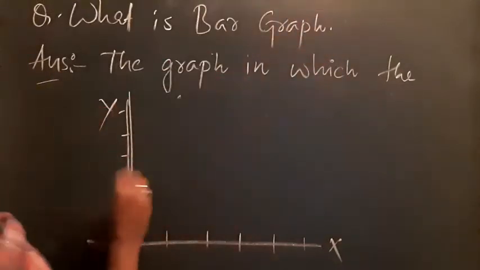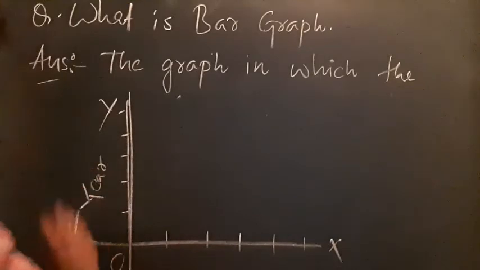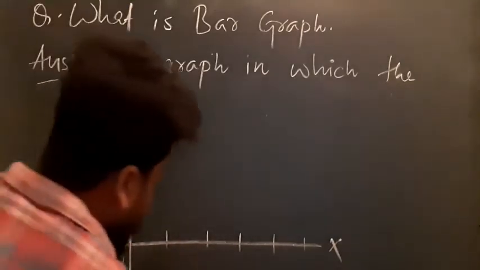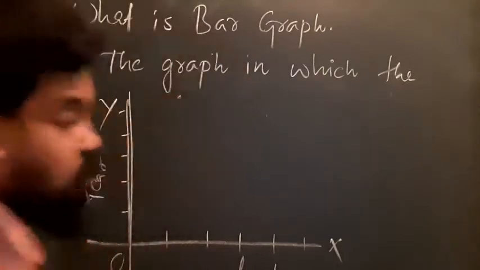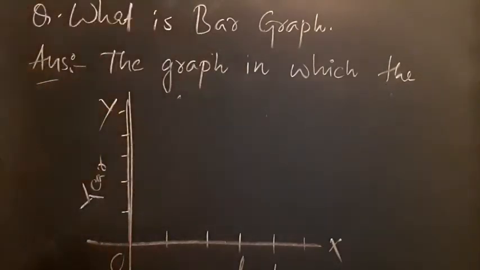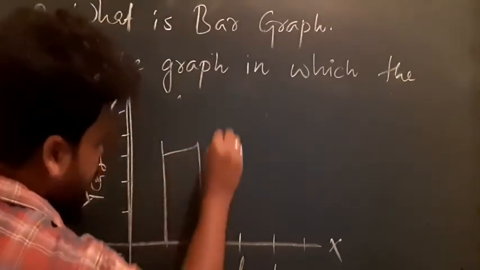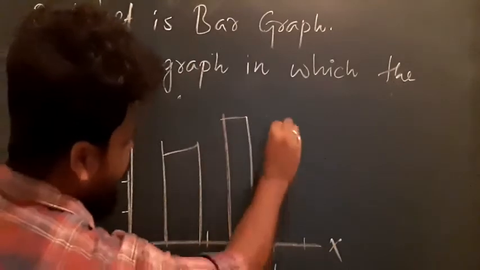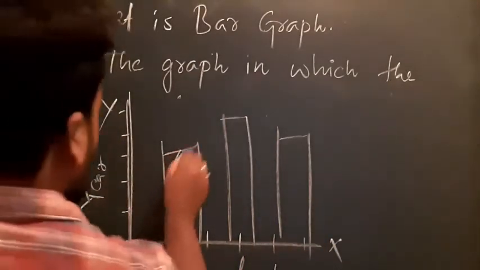So in the y-axis we are showing, suppose, year. I am writing here year, okay? And here we are showing the production, because we have already discussed production or population, right? So in this direction we are showing the production. Rectangular means what? Suppose this diagram will come like this, okay? So this is the rectangular, right? So this is called the bar graph, right?